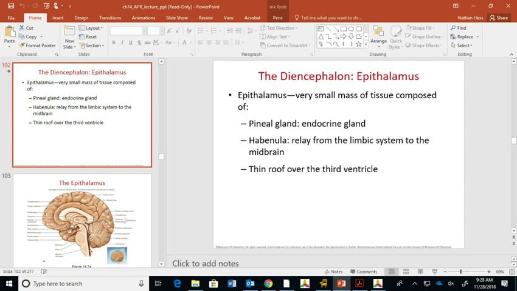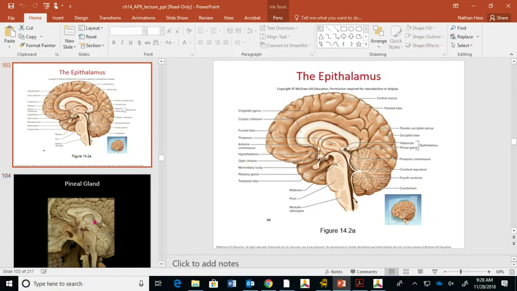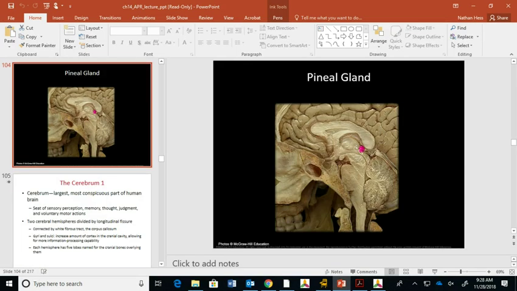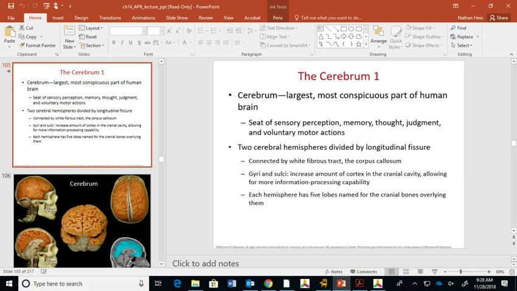The epithalamus, I don't even think I included this. I did not, because it really is a very small mass of tissue that has the pineal gland, which we'll talk about once we do the endocrine system. I figured there wasn't any reason to spend much time there. And the epithalamus, you can see it right here on the posterior side, just above the cerebellum. There's the pineal gland. And now we get to the piece everybody really cares about.